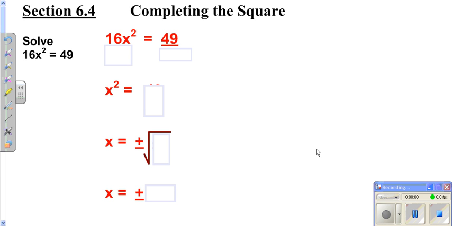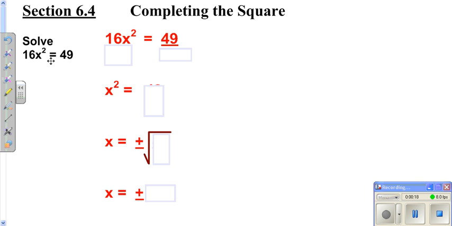Today we're going to look at another way to solve quadratic equations besides graphing and factoring. We're going to look at completing the square. First of all, we're going to start off with some problems that will lead us up to completing the square. But let's consider this here.